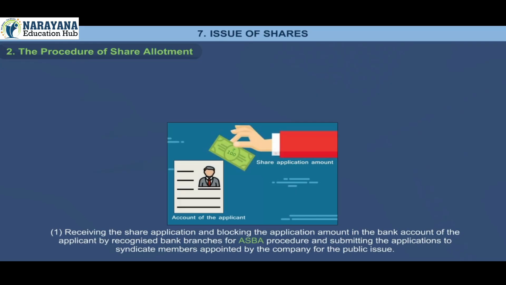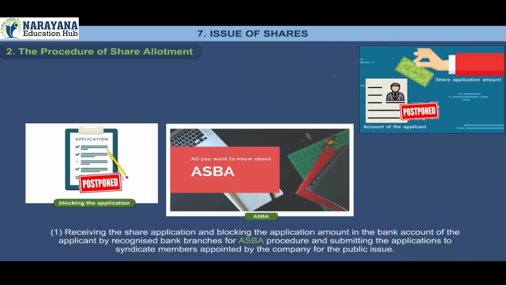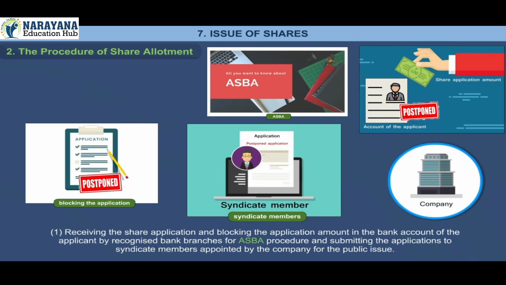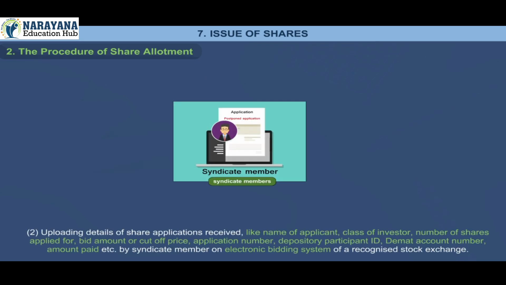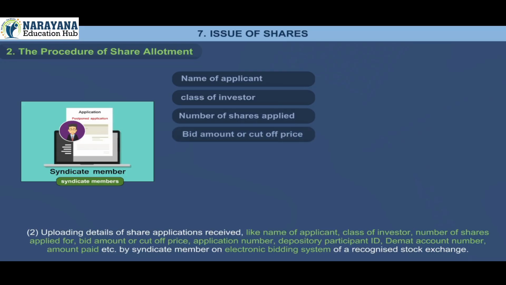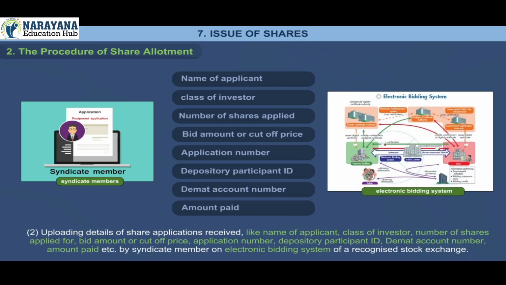1. Receiving the share application and blocking the application amount in the bank account of the applicant by recognized bank branches for the ASBA procedure, and submitting the applications to syndicate members appointed by the company for the public issue. 2. Uploading details of share applications received, like name of applicant, class of investor, number of shares applied for, bid amount or cutoff price, application number, depository participant ID, demat account number, amount paid, etc., by the syndicate member on the electronic bidding system of a recognized stock exchange.